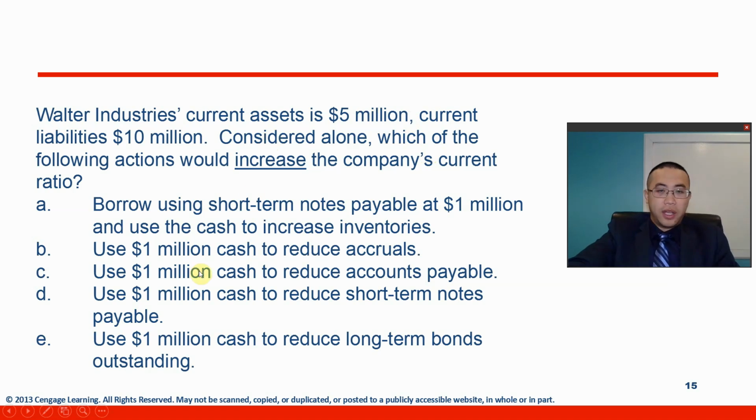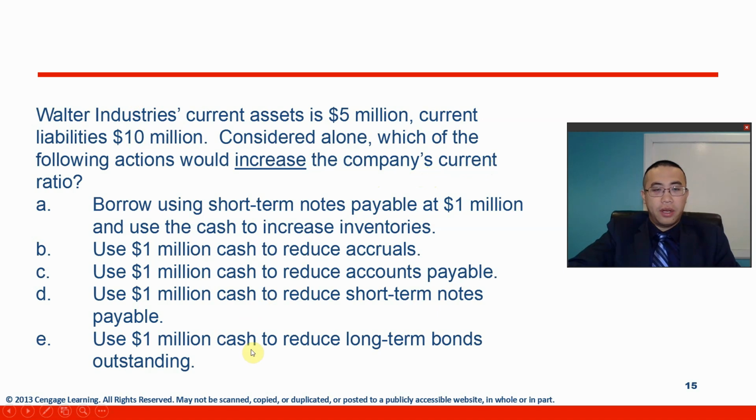C, you will exclude C and D for the same reason you exclude B, right? Because they basically apply the same change to current assets and current liabilities. So when cash is spent, current assets would drop by 1 million, and when accounts payable or short-term notes payable are reduced, then your current liabilities would drop by 1 million. So your new current ratio would be 4 over 9.